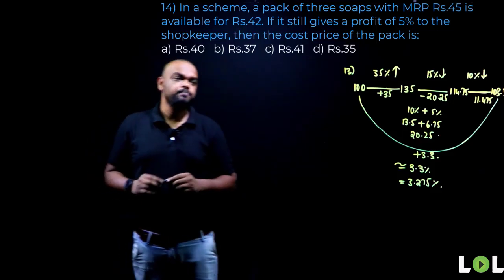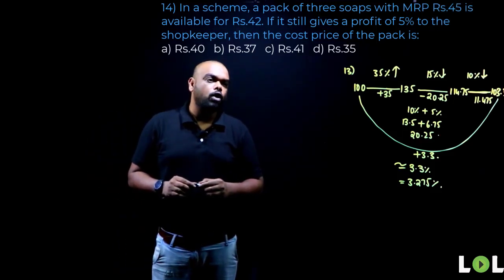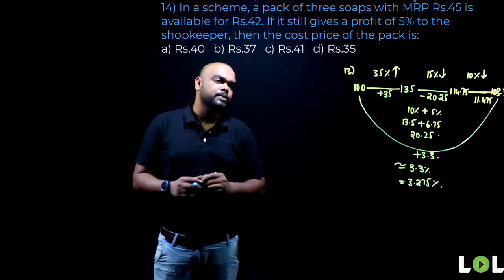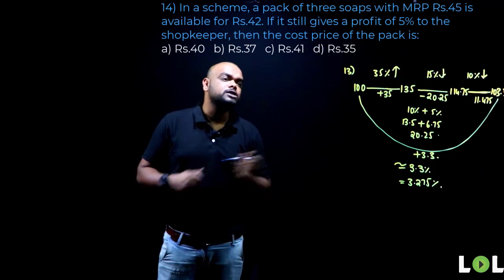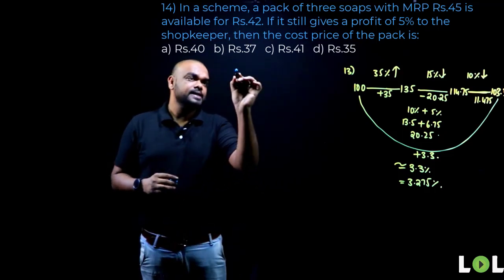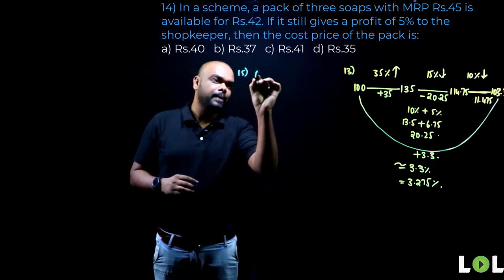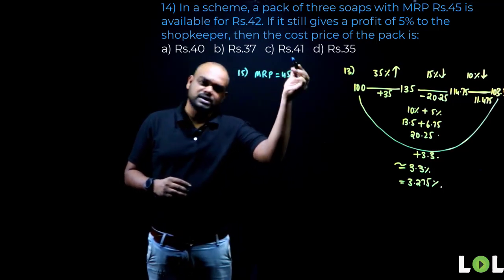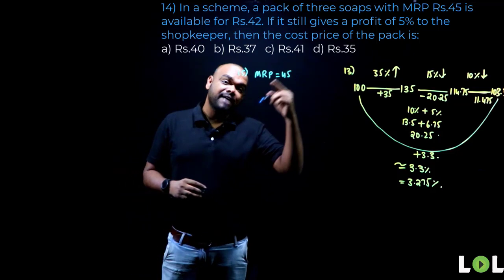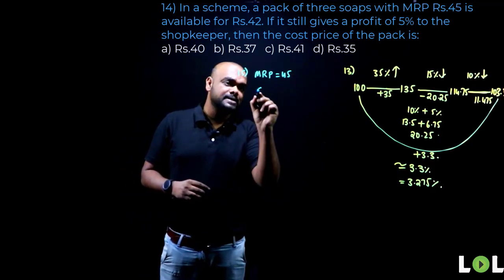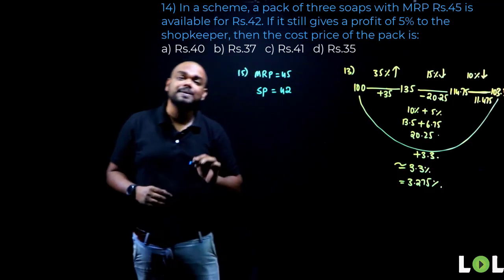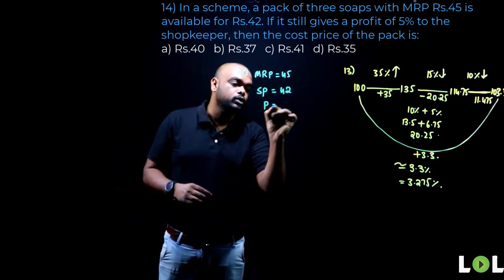Question number 14. What does it say? In a scheme, a pack of 3 soaps with MRP rupees 45 is available for rupees 42. If it still gives a profit of 5% to the shopkeeper, then the cost price of the pack is, okay guys, see, originally it is talking about MRP. So MRP is 45 rupees and we have no use for this in this question. Now it is available for rupees 42. It means a selling price.